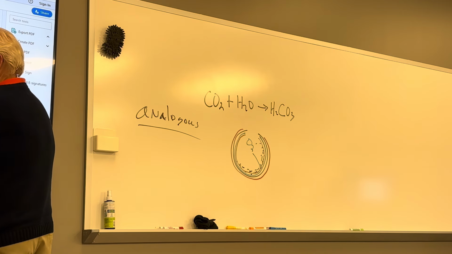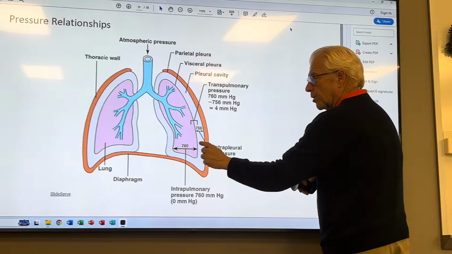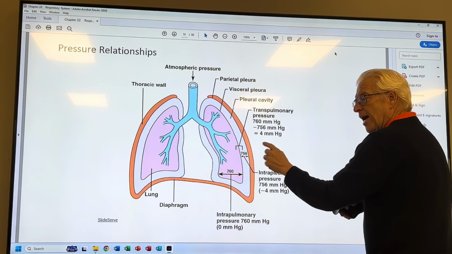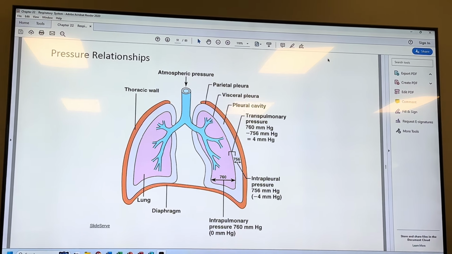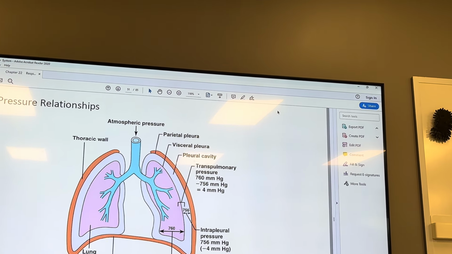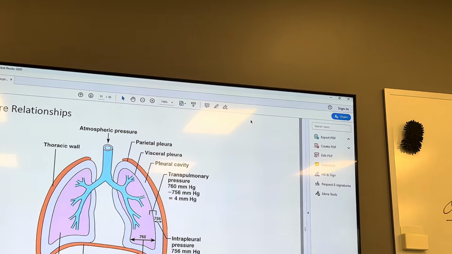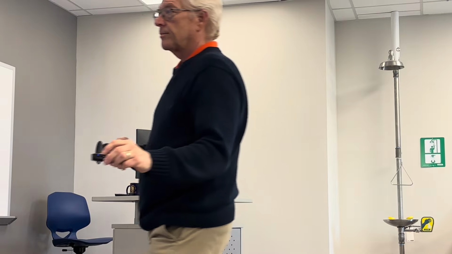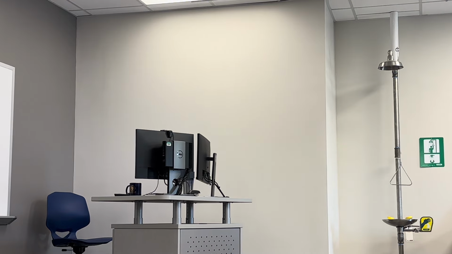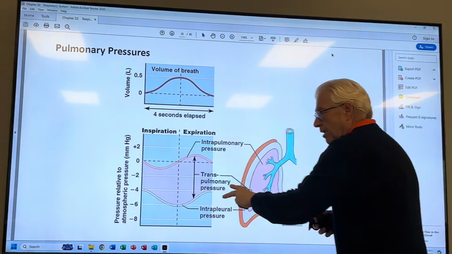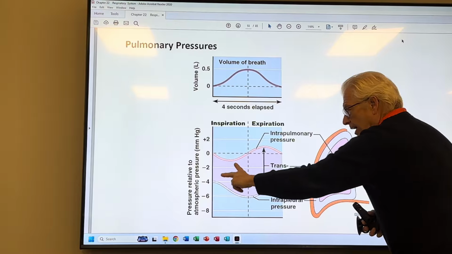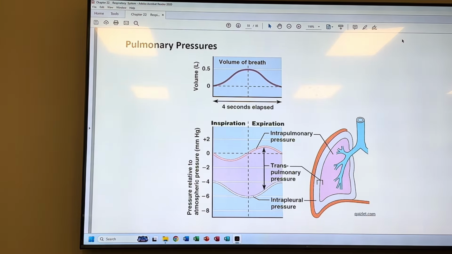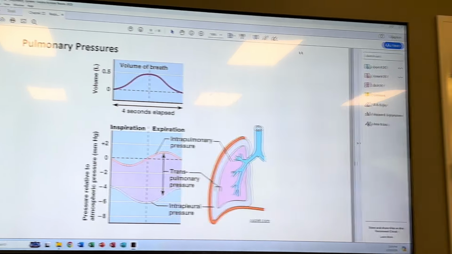What's the intrapleural pressure? Is it 760 or is it less? It's exactly 4 millimeters of mercury less. And as I breathe in and out, it changes. It stays -4. Got it? Take a look. See how if I'm breathing in and out, I've got to keep that at -4 to keep my lungs pushed against my chest cavity. Got it?